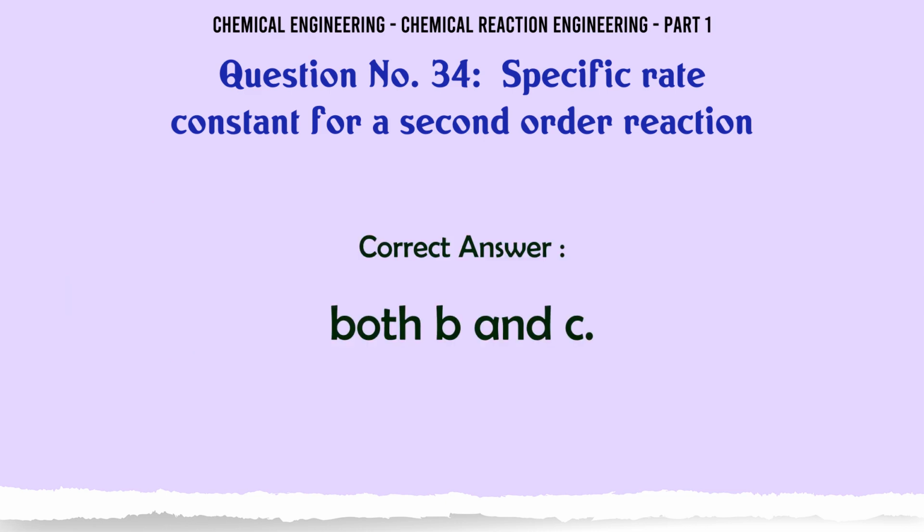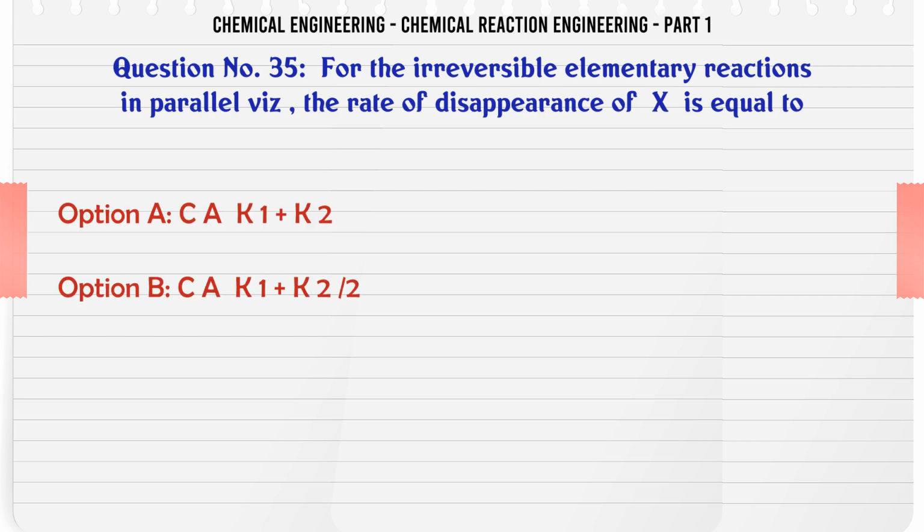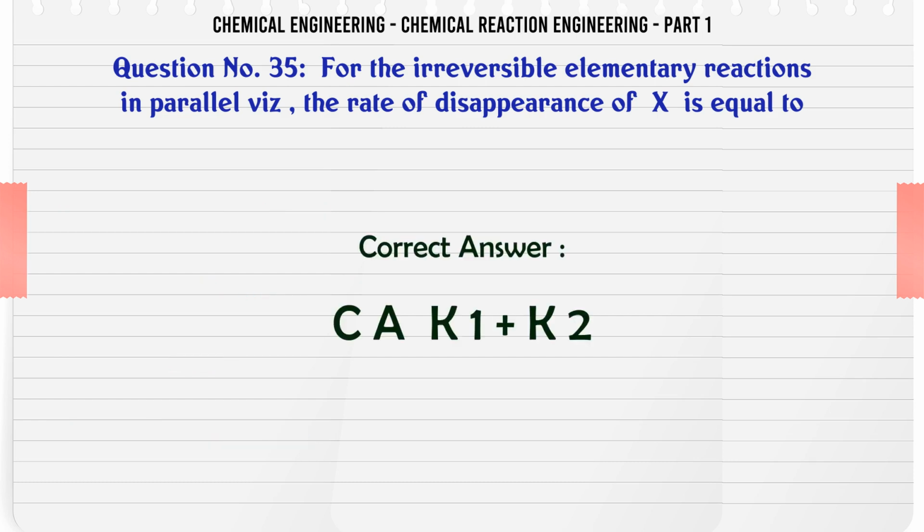The correct answer is both B and C. For the irreversible elementary reactions in parallel, the rate of disappearance of X is equal to: A. C_A (K1 plus K2). B. C_A K1 plus K2. C. C_A K1, D. C_A K2. The correct answer is C_A (K1 plus K2).